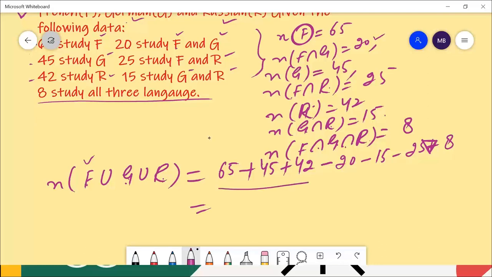If you solve this, the total answer comes out to be 100. It means there are a total of 100 students, and each student takes at least one of these language subjects. There are different kinds of problems of such nature that you can answer with the help of this inclusion-exclusion principle.